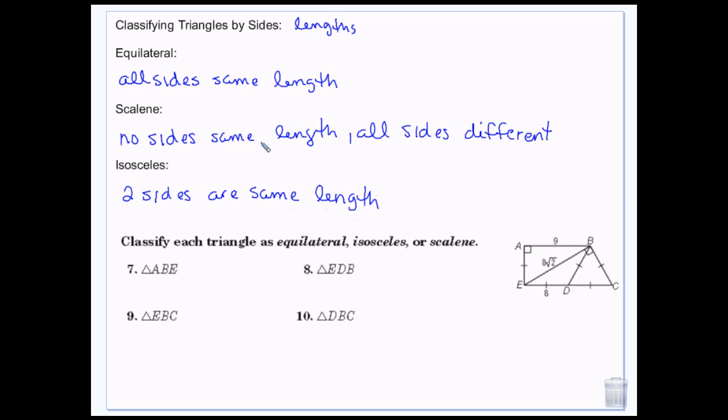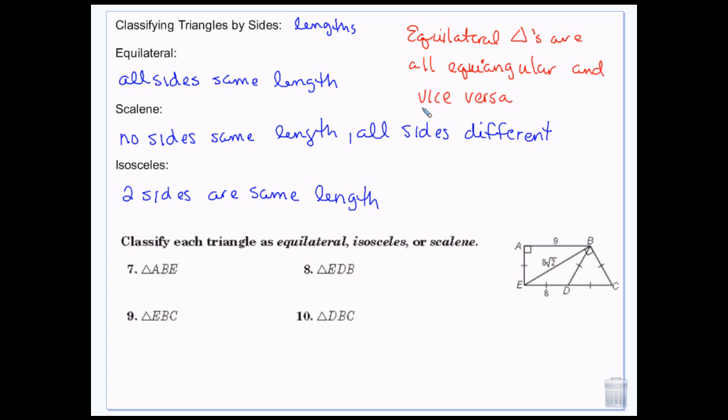Okay. Now, a special note about equilateral and equiangular. If you're equilateral, then you're equiangular. If you're equiangular, then you're equilateral. If you're one, you're the other automatically. Equilateral triangles are also equiangular.